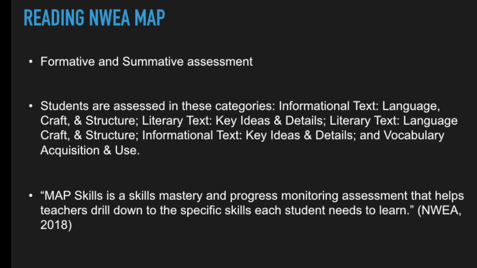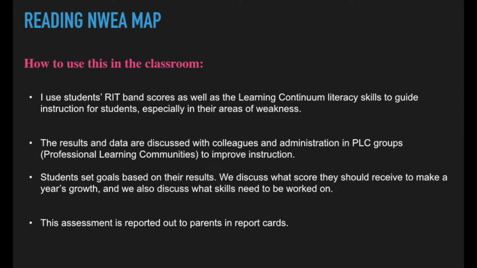The Reading MAP is a skills mastery and progress monitoring assessment. Students take this 3 times a year. So from the beginning of the year, you're looking at skills that they need to work on, so that by the end of the year they can show mastery. In my classroom, I look at the students' RIT band scores as well as the learning continuum, which shows the specific skills that those students need to work on, which then helps me guide my instruction.